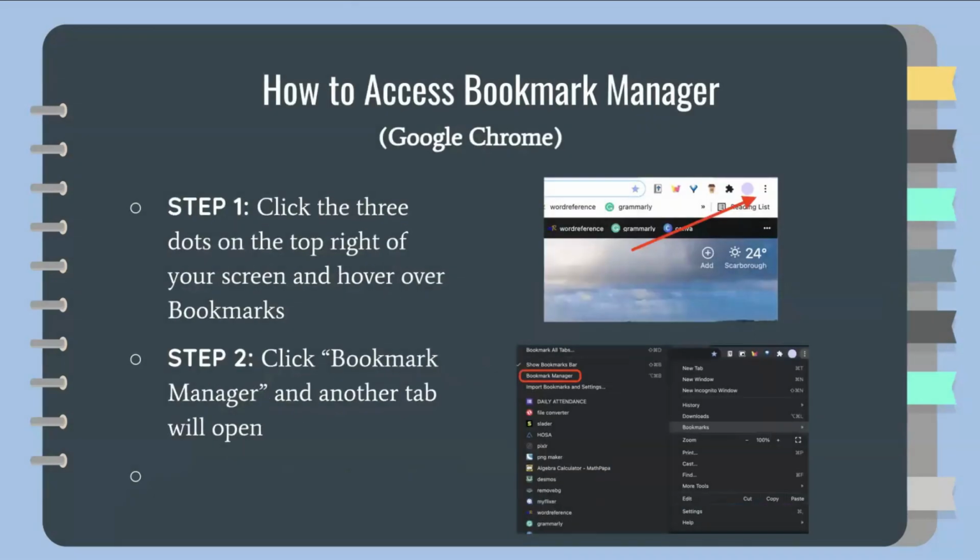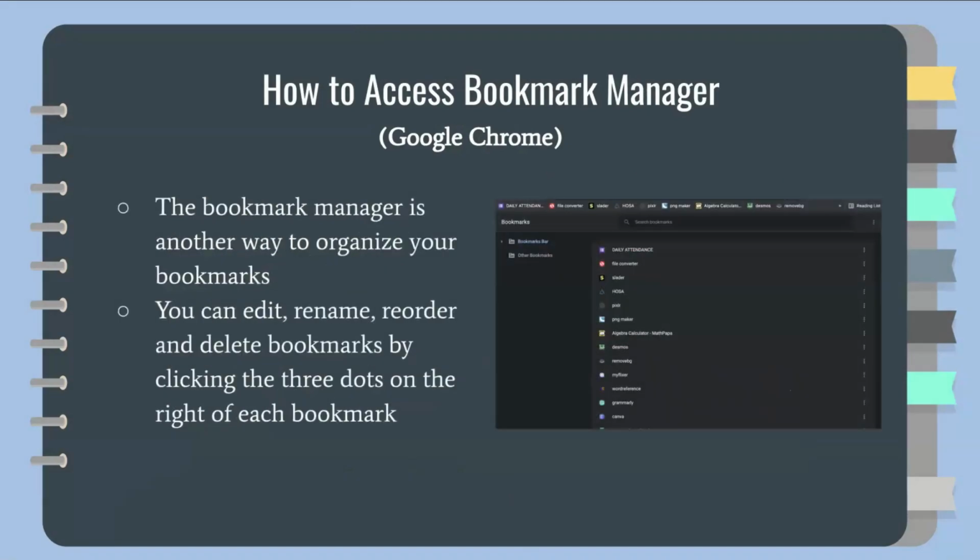To access the bookmark manager on Google Chrome, you click the three dots at the top right corner and you hover over bookmarks and then click on Bookmark Manager and a new tab will open. And that's where you will do all your other controls. In the Bookmark Manager is another way you can organize all of your bookmarks. You can edit, rename them, reorder. You can delete them by clicking the three dots on the right of each bookmark.